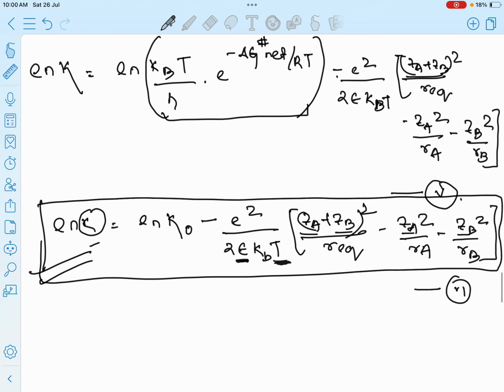So in the next class we will learn some of the consequences of the double sphere model and single sphere model. What are the different aspects which these two models can explain for the ionic reactions occurring in the presence of a solvent.